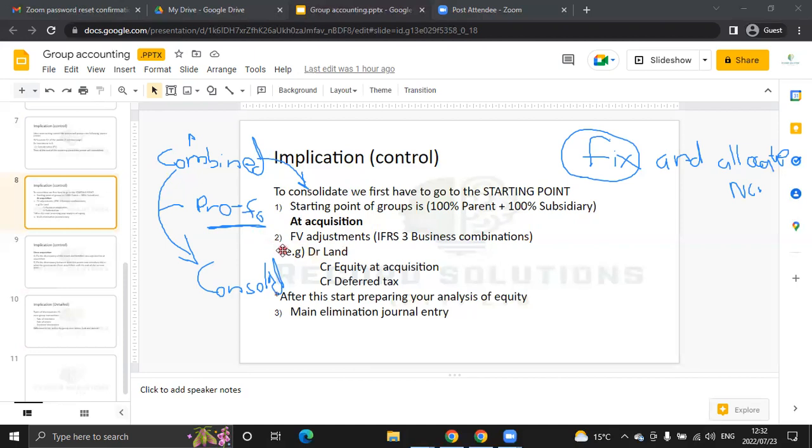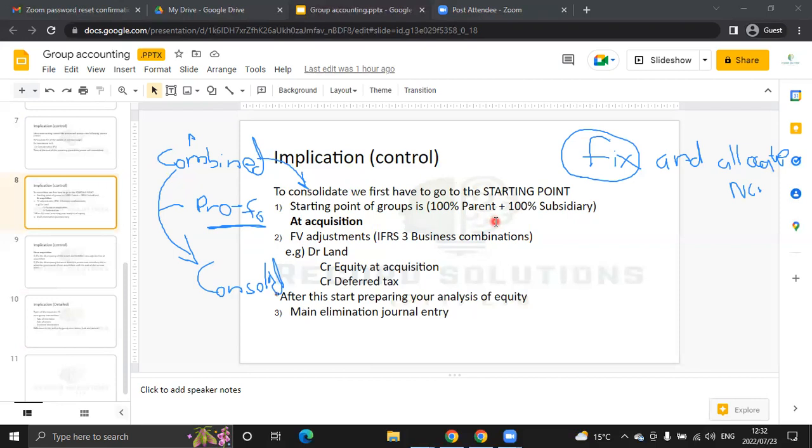And why do you have to do these fair value adjustments? When the parent acquires the subsidiary, the parent is not the same entity as the subsidiary yet. Before the parent acquires it, the subsidiary is just a third party at that point, right? So at acquisition date, all of the assets, from the parent's perspective, are at fair value.